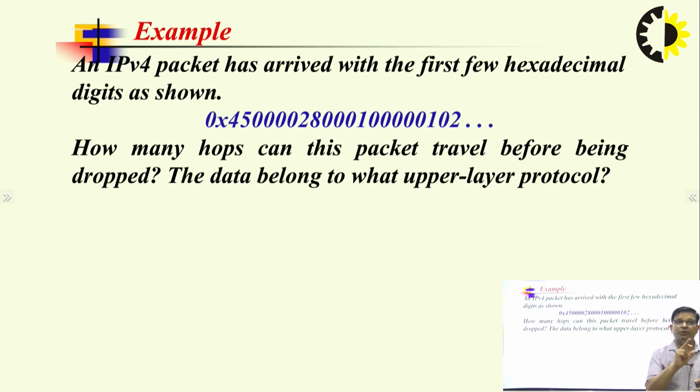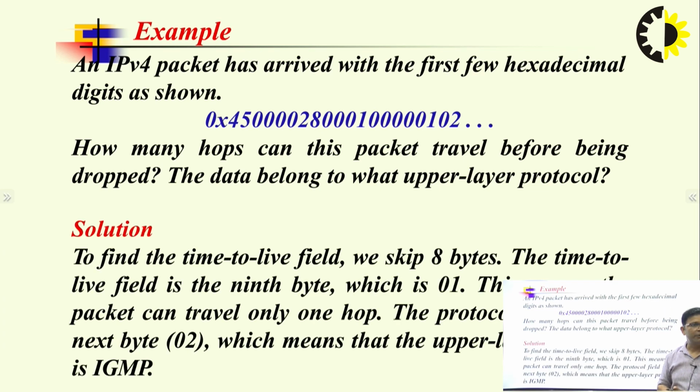So how many hops? The 8-bit value is 01. If we convert it into decimal, it will be 1. So the packet passes only one hop. A hop is one router we have to pass to reach the final destination. This is the solution. To find the time to live, we skip 8 bytes, or 16 hex digits, and the time to live field is the 9th byte, which is 01. This means the packet can travel only one hop.